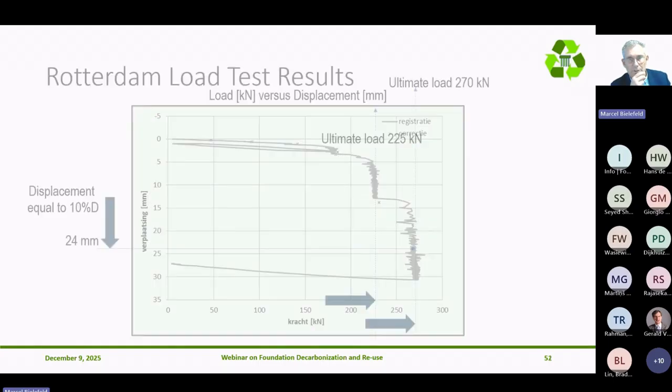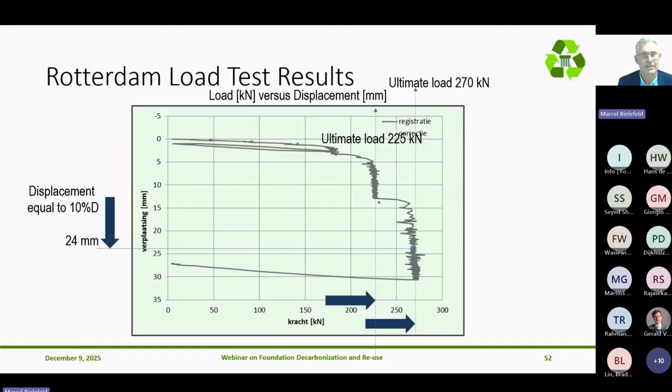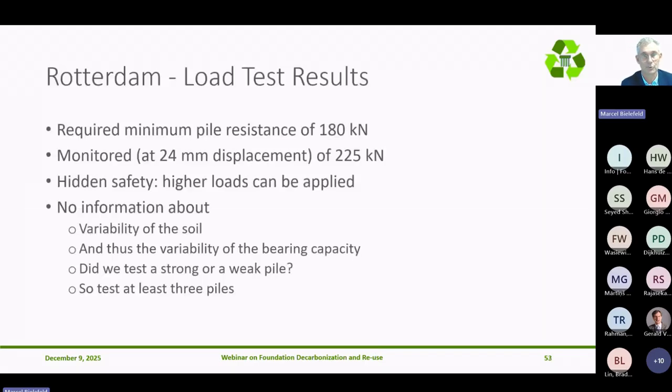And then we compare, put it in a load-settlement diagram, the force on the horizontal axis and the settlements on the vertical axis. Again, here we had a pile of 240 millimeters. So when we look at the displacement at 10 percent of the diameter, 24 millimeter, we find an ultimate of 270, but that's a little bit close to the limits of this pile. So we have calculated in this particular case with an ultimate load of 225 kilonewton. Compare that to what we needed, a minimum pile resistance of 180, then there is still sufficient safety and higher loads can be applied on this particular pile.